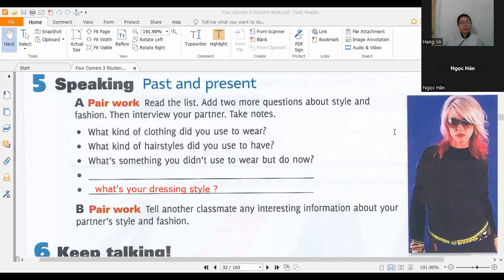Because I go to school all day, so I want to wear t-shirts and pants. I feel very comfortable when I wear them. Although I think they don't beautiful. They don't beautiful.